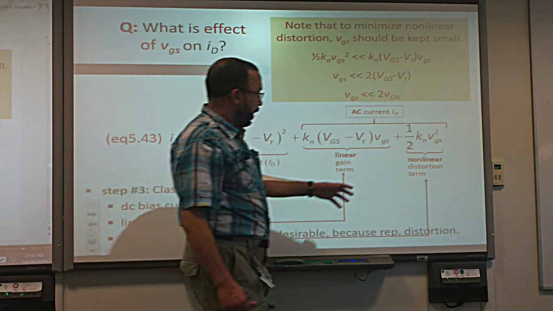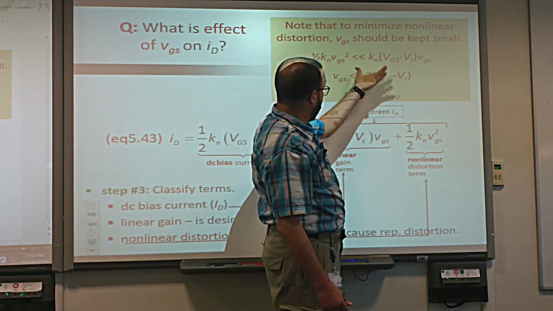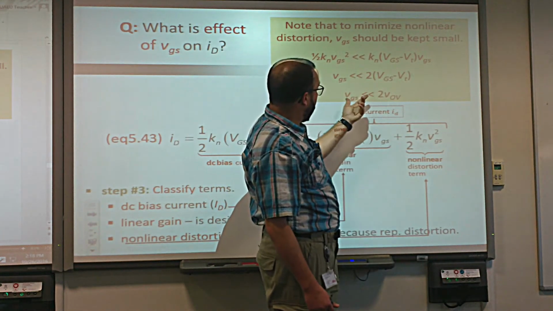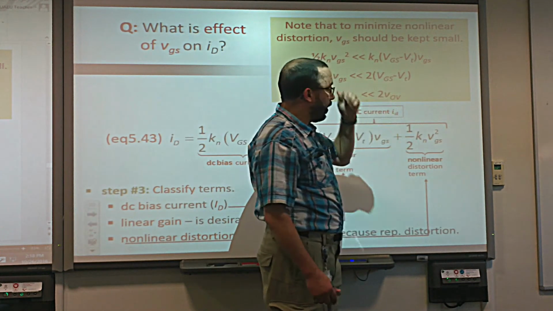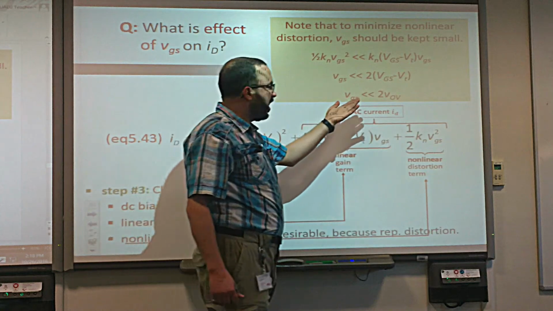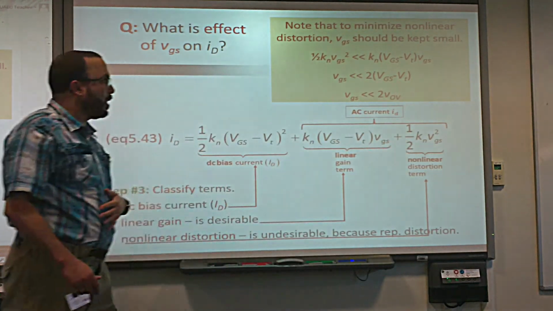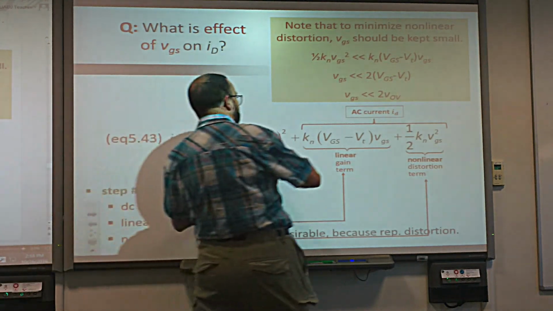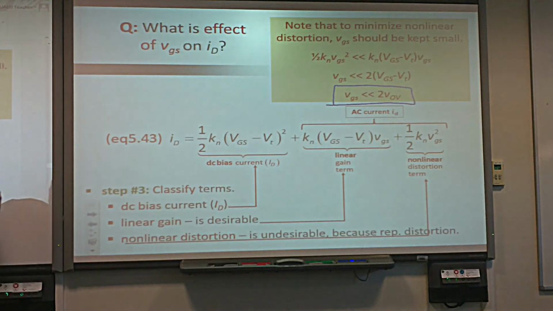And for that, we said that to neglect this compared to this, we have basically to follow these equations. And we found that the AC signal should be less than 2V overdrive. So this is the only condition that we need to have in order to apply the small signal analysis. This is a very important condition to use this small signal analysis.